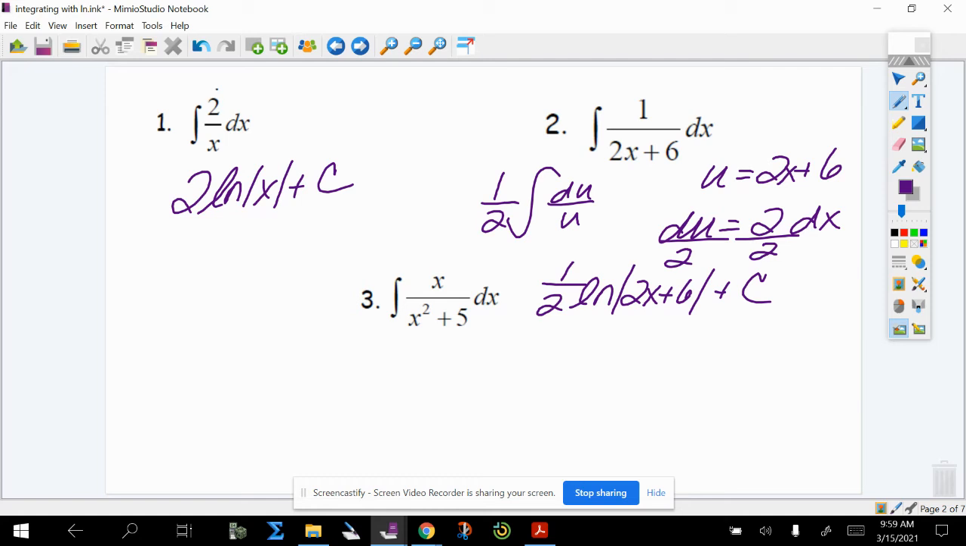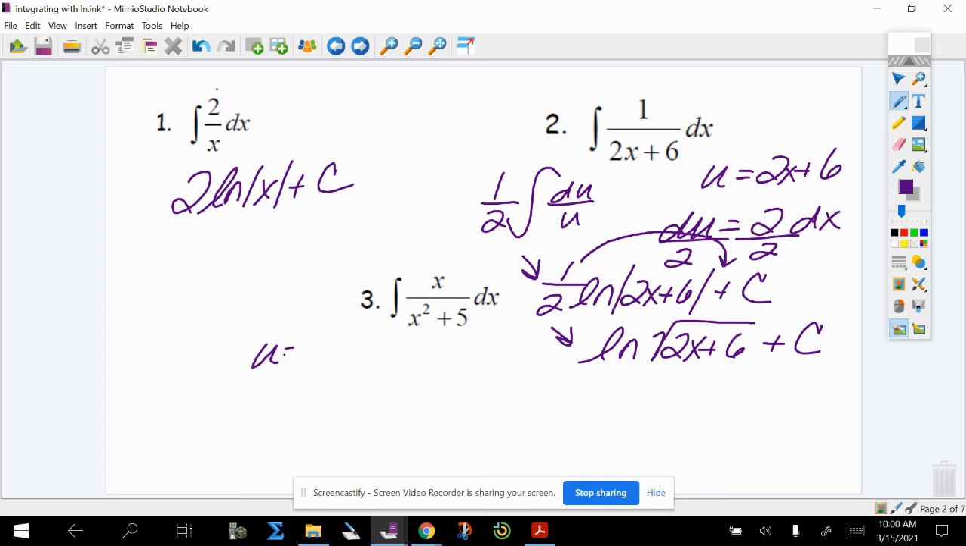One thing you may see is they may use log properties on a multiple choice question and write this 1/2 as the power of the 2x plus 6. So you may see it written as the natural log of the square root of 2x plus 6. And I only mention that because if this was a multiple choice question and you get to here and you don't see your answer, I don't want you to think you did something wrong. This is just another way to present that exact same answer, just using log properties.